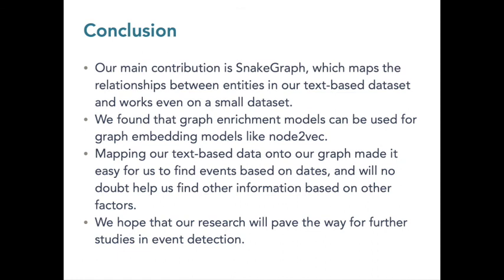In conclusion, the main contribution of our study is our end-to-end framework, and the main contribution of our end-to-end framework is the graph, which we introduced in our study. And this graph maps the relationships between different entities in our text-based data sets, such as key information, which would be the user information, the date information, and the word information. And this method works even on a very small data set that contains possibly less than 50,000 tweets.